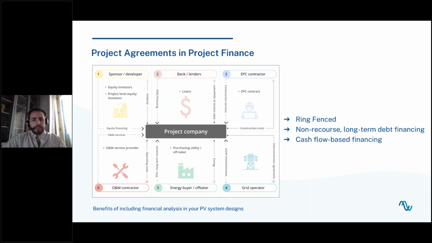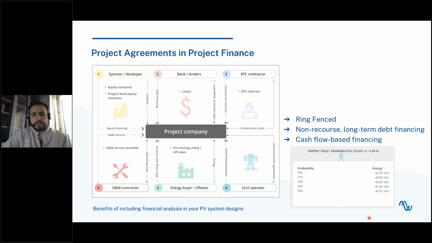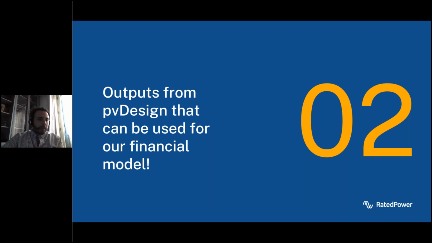To do so, we will need to do some probabilistic studies of the energy yield, calculating for example the P95 or P90, to estimate how much cash can be generated in the worst case scenario, and to see if the project company is able to repay the debt and the interest. That's why we can use some of the outputs of pvDesign to create a financial model to evaluate this debt.